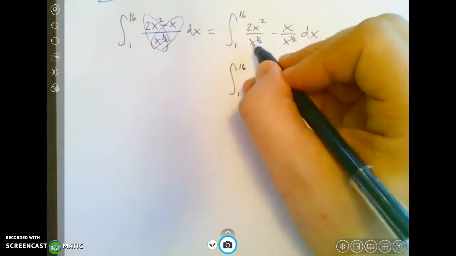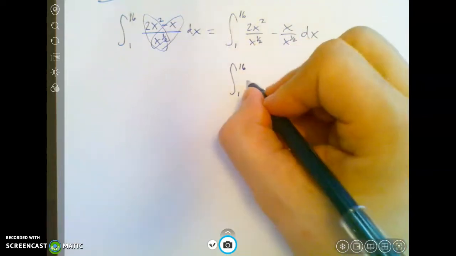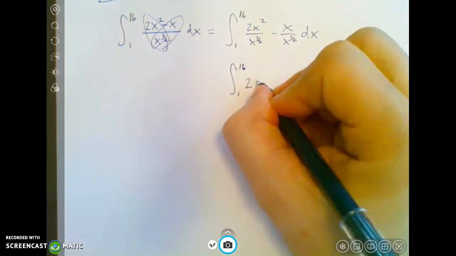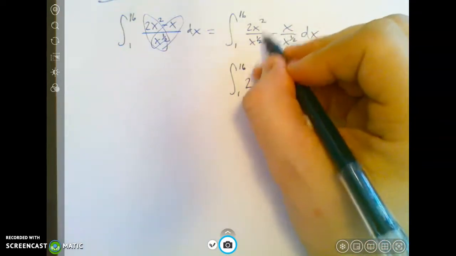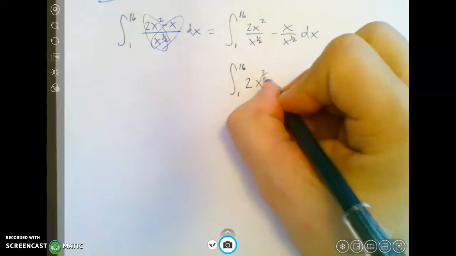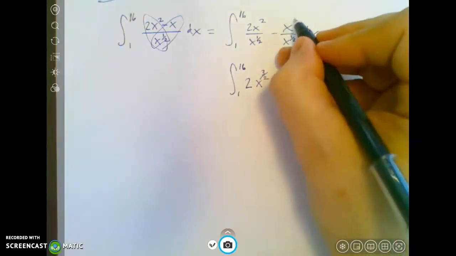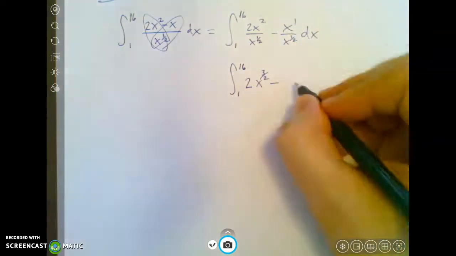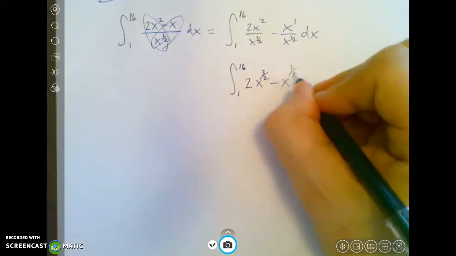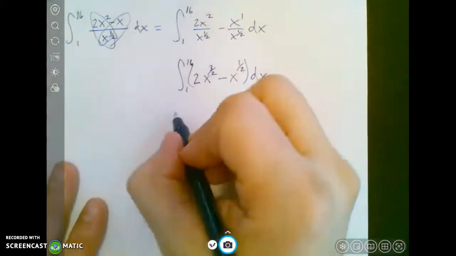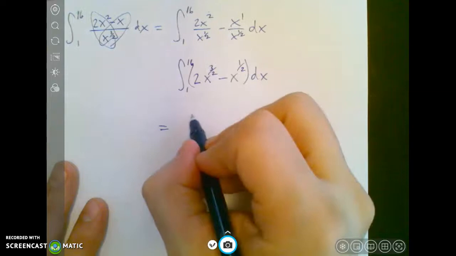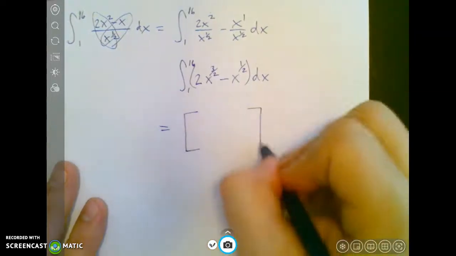So when you have a power divided by a power, you subtract the exponent, so it's really 2x to the, and if you take, this is 4/2, right? 4/2 minus 1/2 is 3/2. And then this is a 1. 1 minus 1/2 is 1/2. Now that I can take the integral of. Okay, so here is where I'm going to do the integral from 1 to 16.